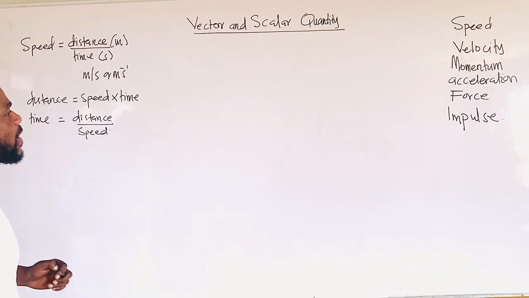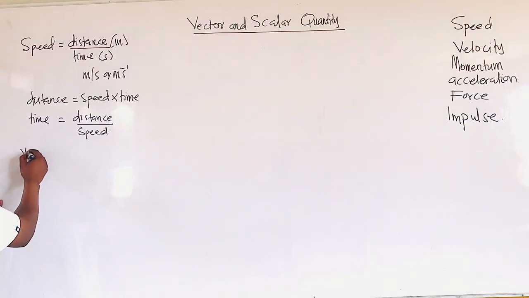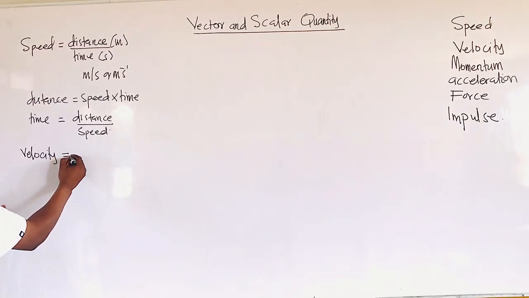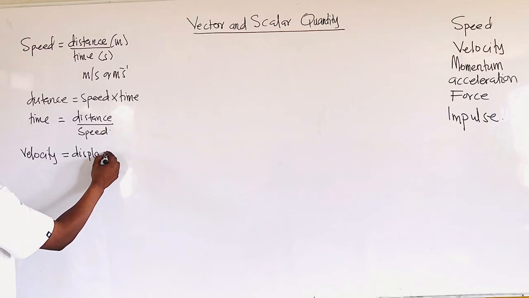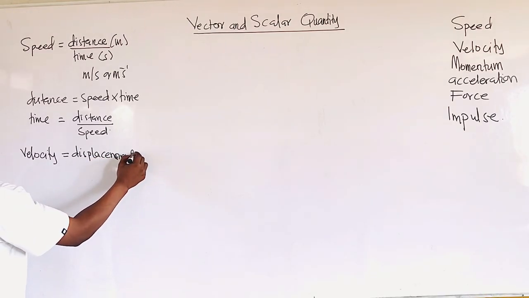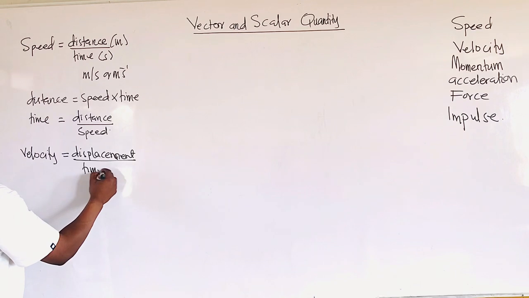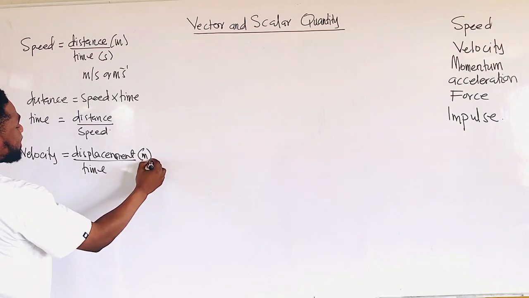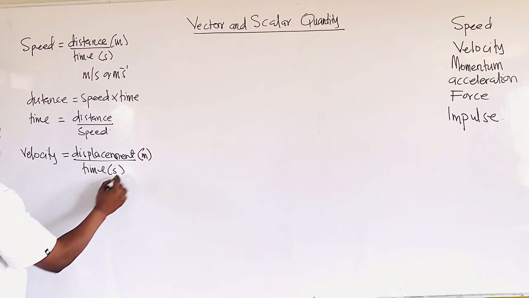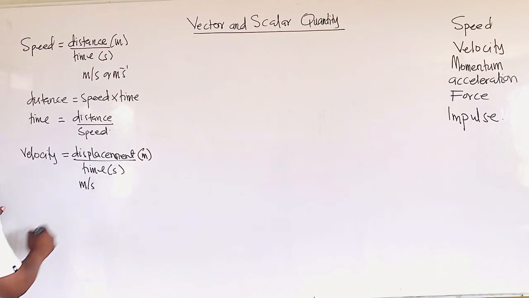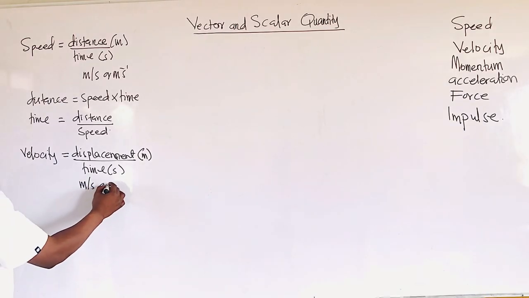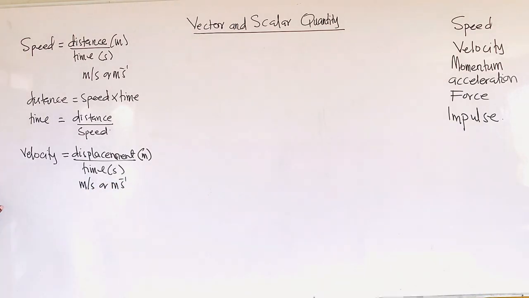Now let us also look at velocity. Velocity is the rate of change of displacement. So mathematically, velocity is equal to displacement over time. Our displacement is measured in meters. Our time is measured in seconds. Therefore, the unit for velocity is also going to be meters per second, or m s^-1, as we can see here.